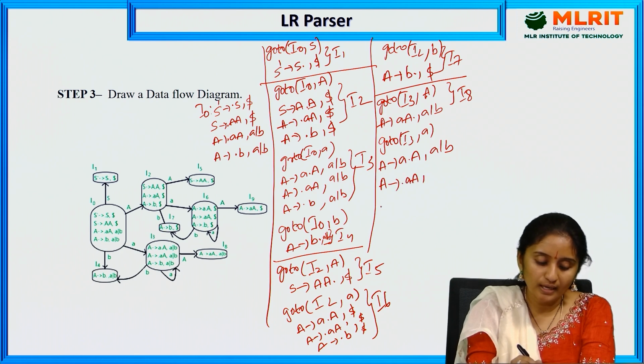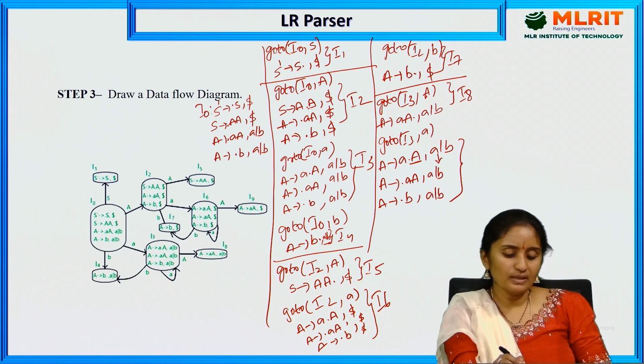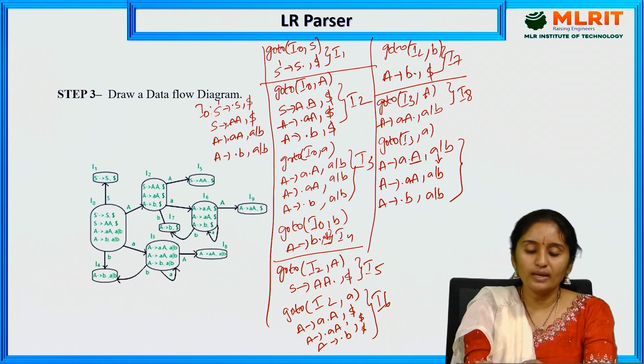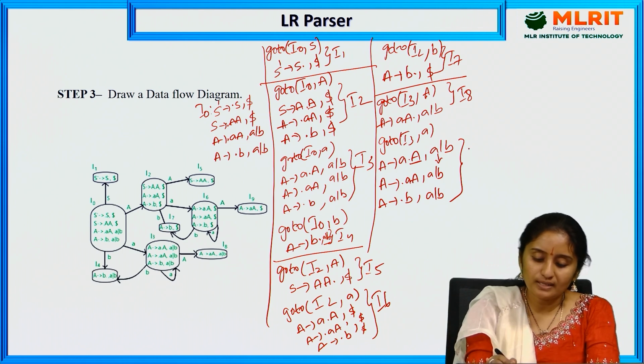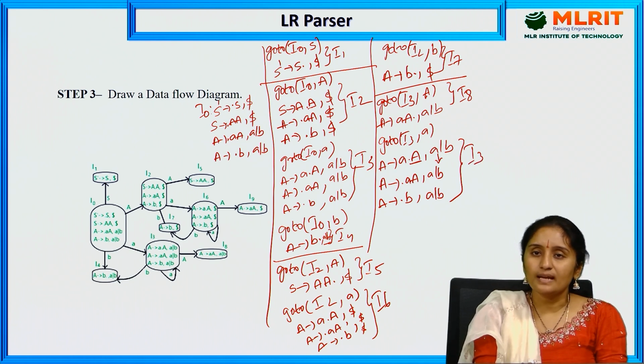So we need to write these non-terminal productions: dot A tends to dot b. After this non-terminal, there are no more non-terminals, so just copy the look ahead symbols of that production. So check whether the same production is existing. Yes, the same production is existing and the look aheads are also the same. So write the same state, that is I3.